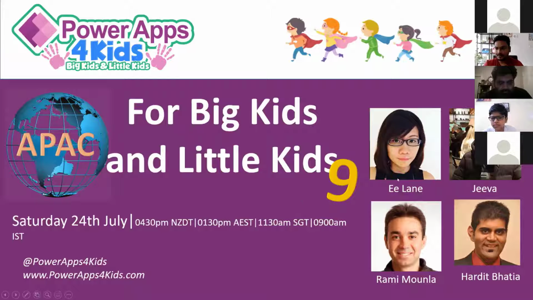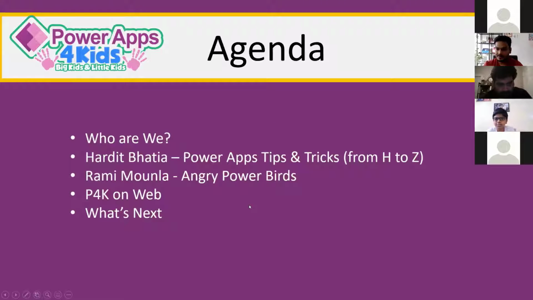And today we have our speakers Hardit and Rami. Hardit will walk us through the Power Apps tips and tricks. It's a continuation session from last month. He ended at alphabet G last time, and it's going to start from H until Z. After that, Rami Monla is going to show us how to build an Angry Birds game in Power Apps. It's going to be interesting. And after that, we'll have our announcement about the next meeting.